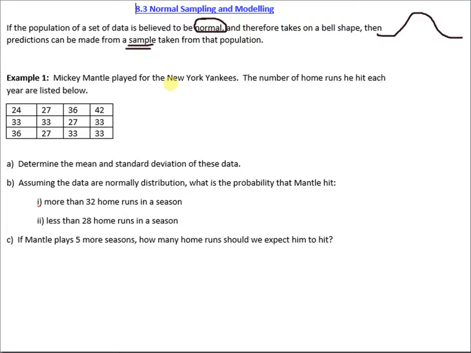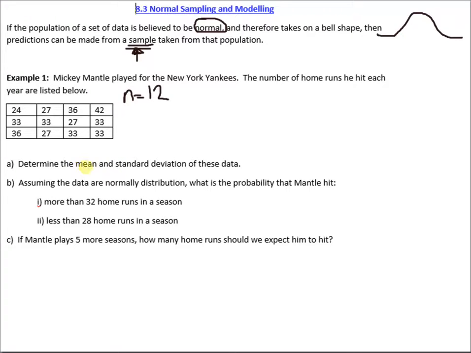Mickey Mantle played for the New York Yankees. The number of home runs he hit each year are listed below. If you count these, the number of data that we have is 12. And from this right here, we talk about a sample.